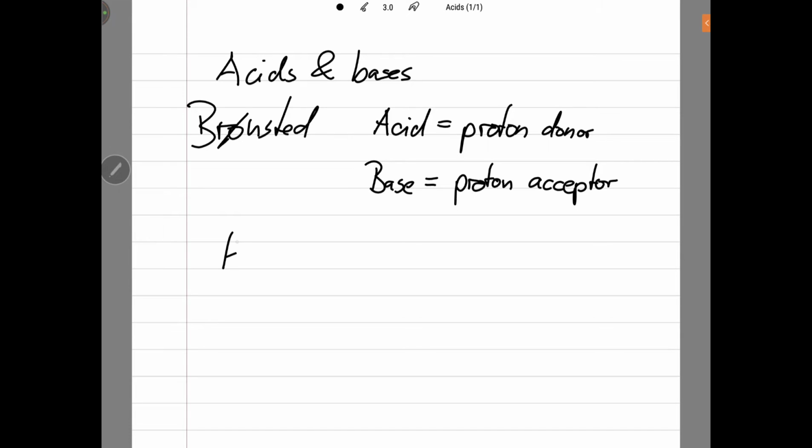So let's have, for example, HCl. And in this case, the chlorine has a very high electronegativity. So it really wants electrons. Whereas the hydrogen doesn't have such a high electronegativity. It basically says, yeah, if you really must have my electron, just take it.